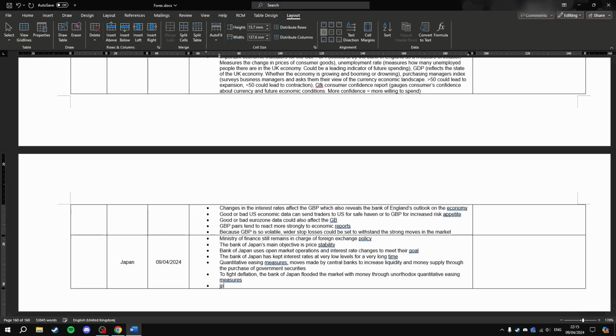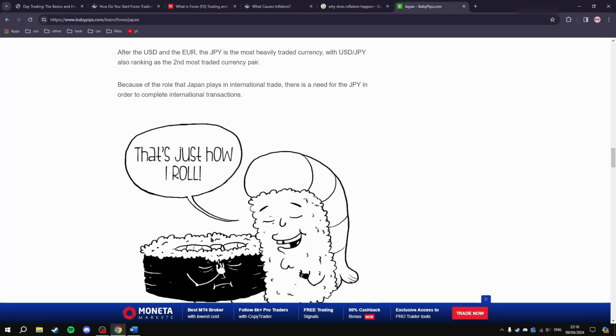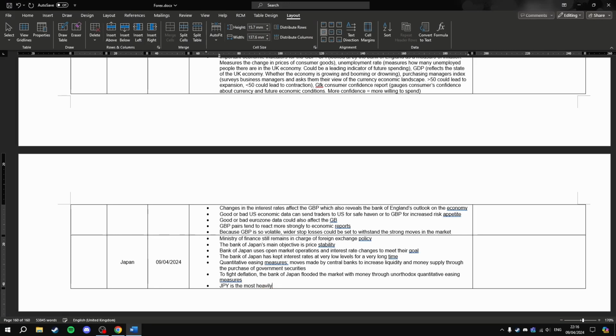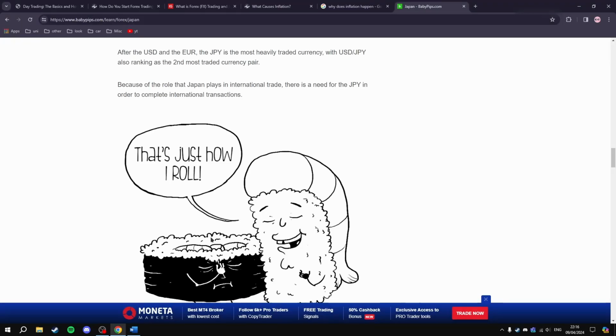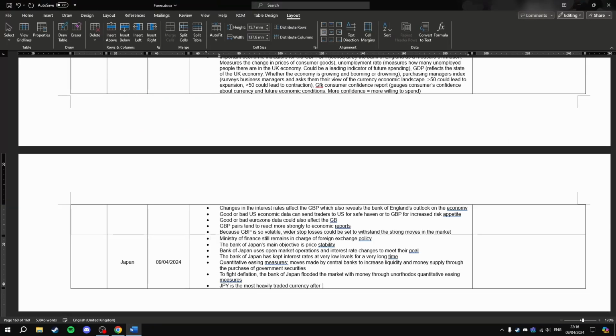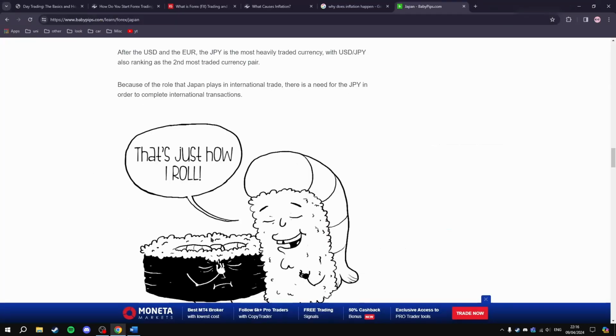JPY is the most heavily traded currency after USD and EUR.